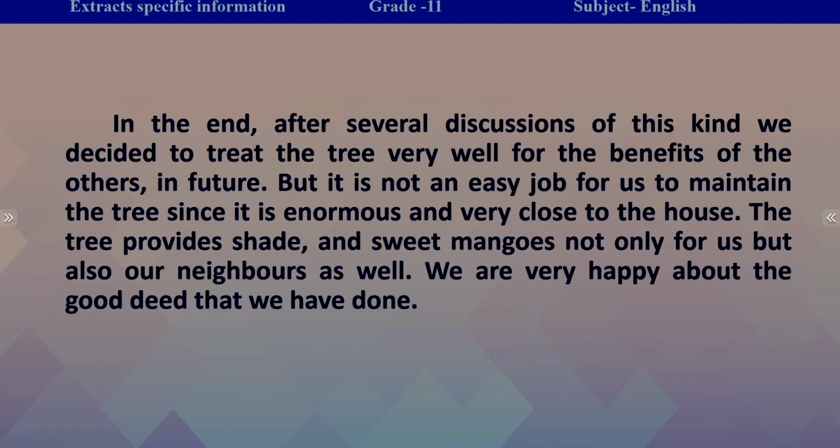But it is not an easy job for us to maintain the tree since it is enormous and very close to the house. The tree provides shade and sweet mangoes not only for us but also our neighbors as well. We are very happy about the good deed that we have done."